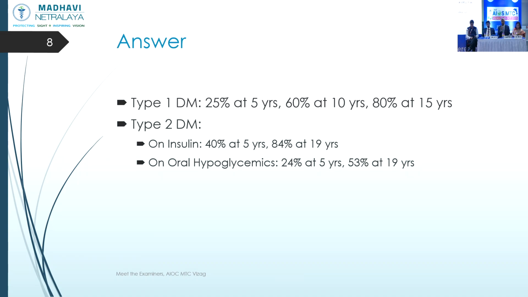And type 2, I think it is on insulin, yes, it is much more in those on insulin. Why? Because in the insulin what is happening? Once you give the insulin, it may be a slow release, or it may be a short time, or 24 hours, but at that time it is reducing the sugar.